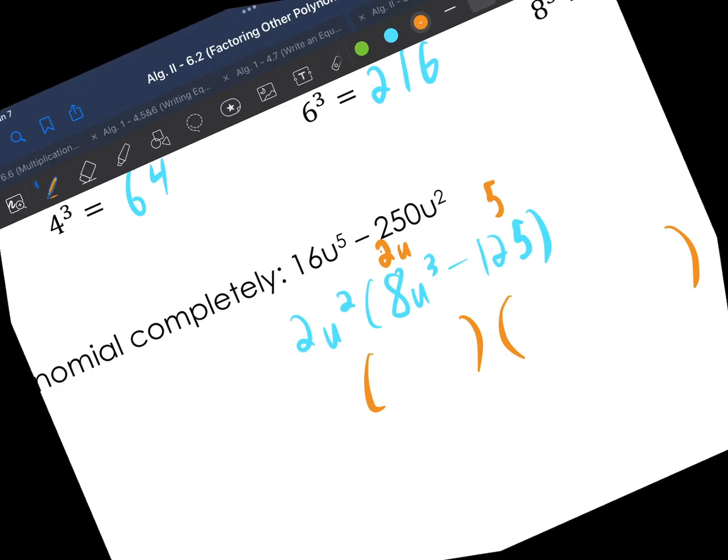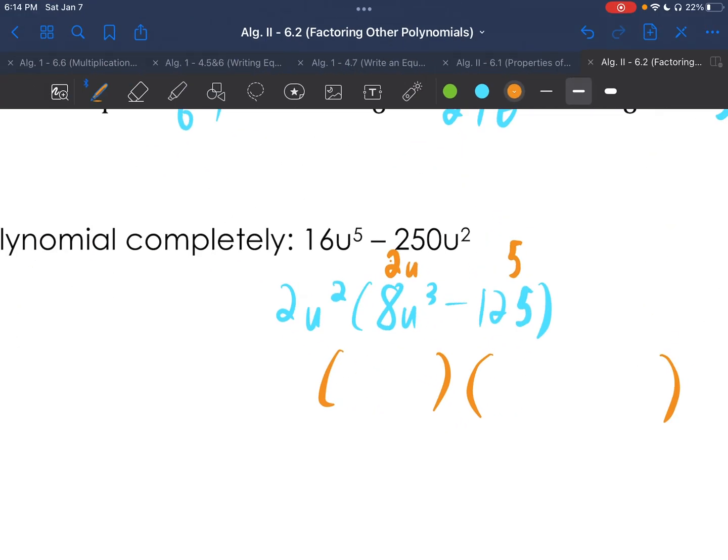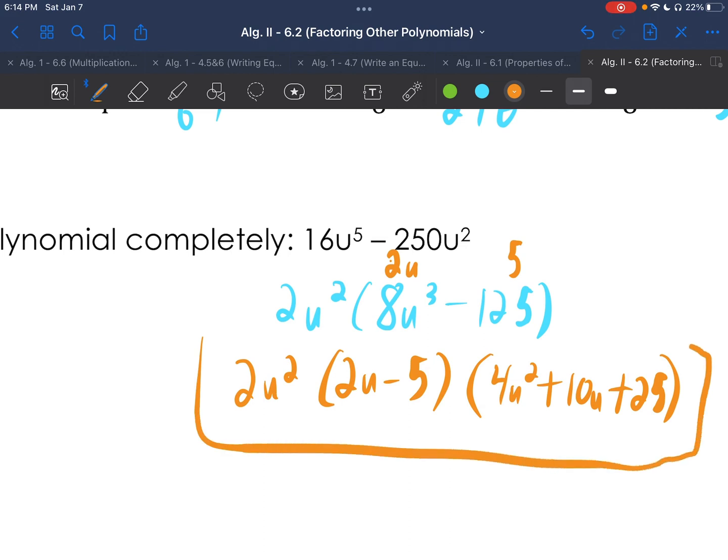The binomial is the two numbers, 2u and 5, with the same sign that we started with, so minus. The trinomial is the first one squared, so 4u squared is 2u squared. And then the opposite sign we started with, so plus the 2 times each other, so 2u times 5 is 10u. And then plus the second squared, so 25 is 5 squared. And then we can't forget about this GCF here. So we put 2u squared out in front. And now we have it completely factored.